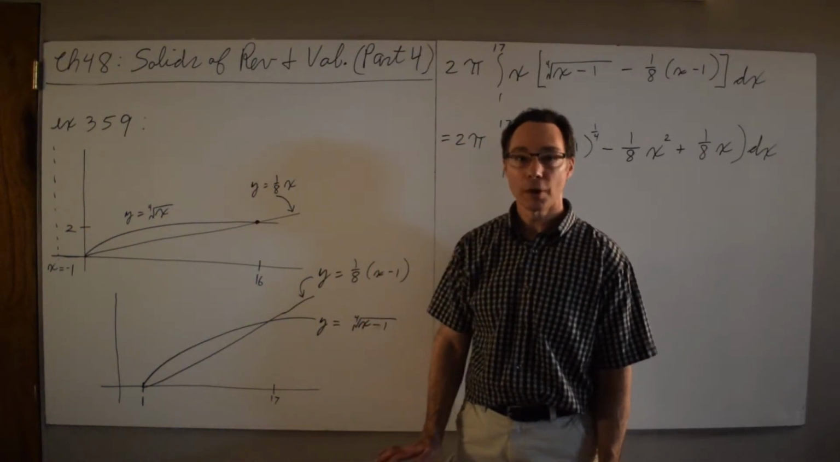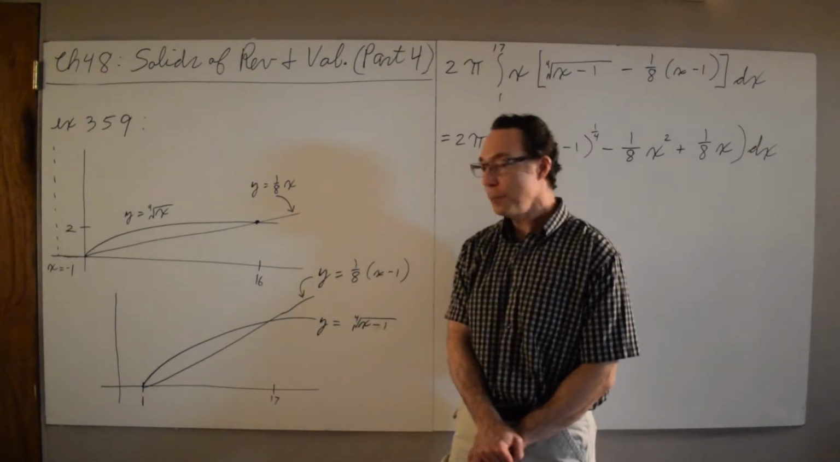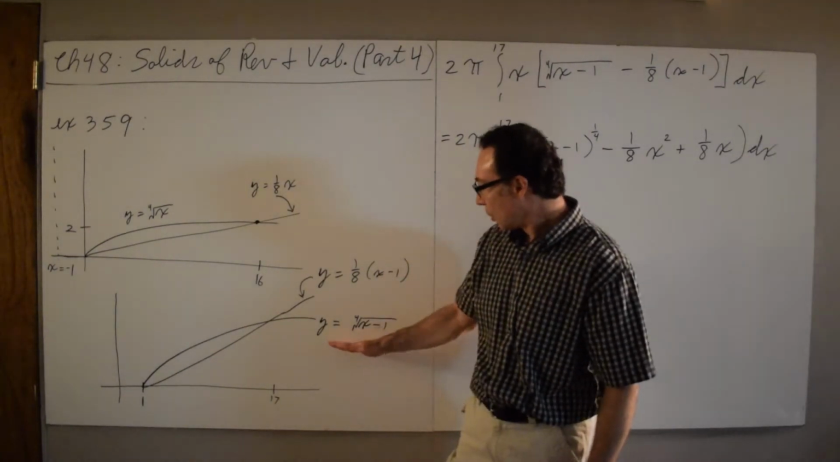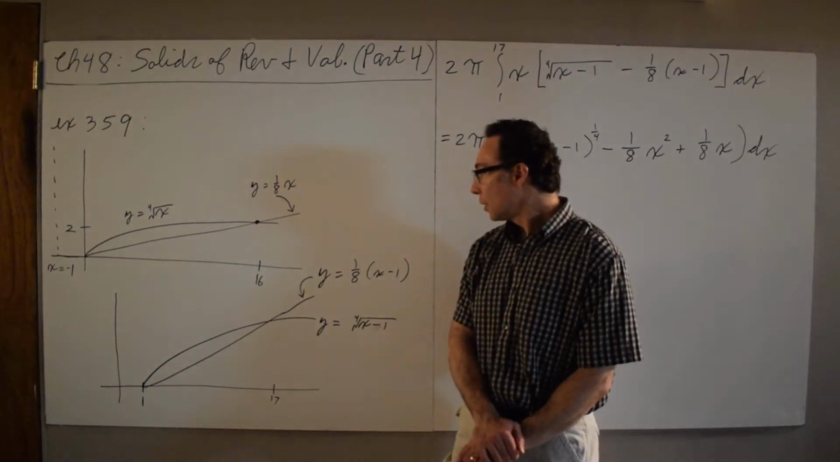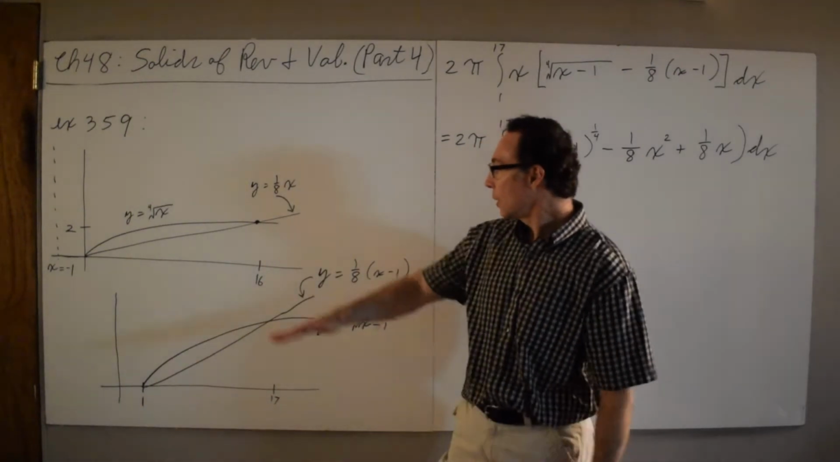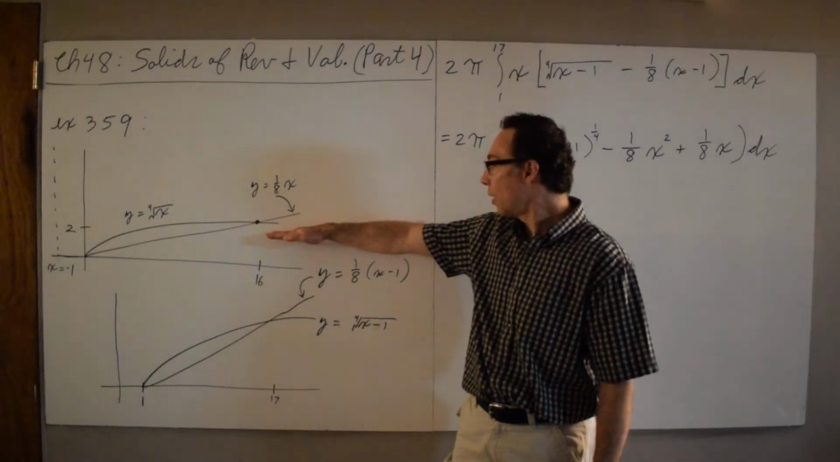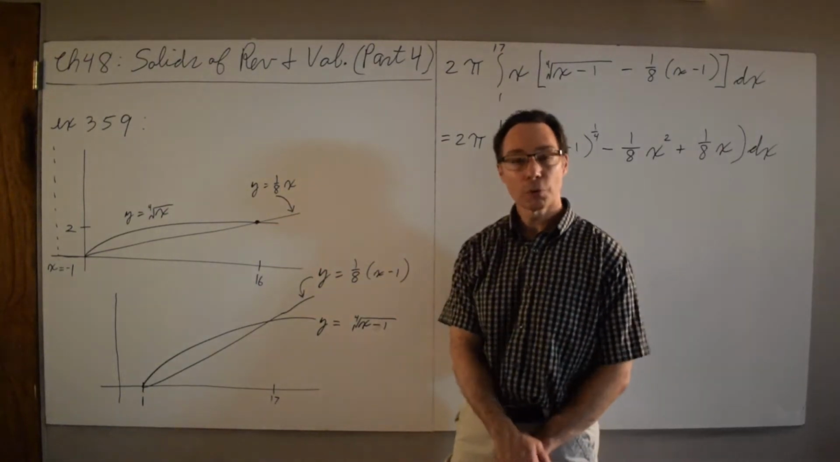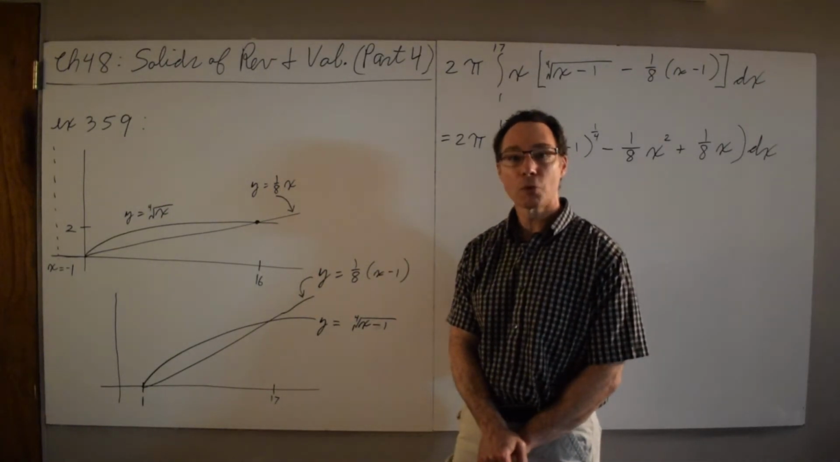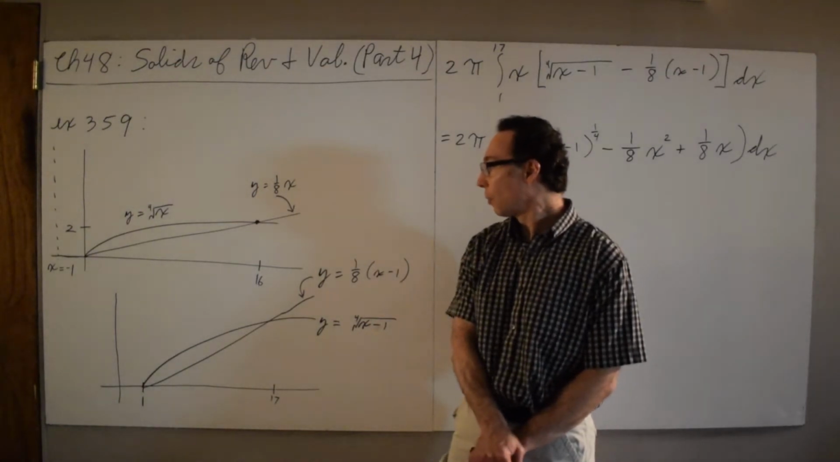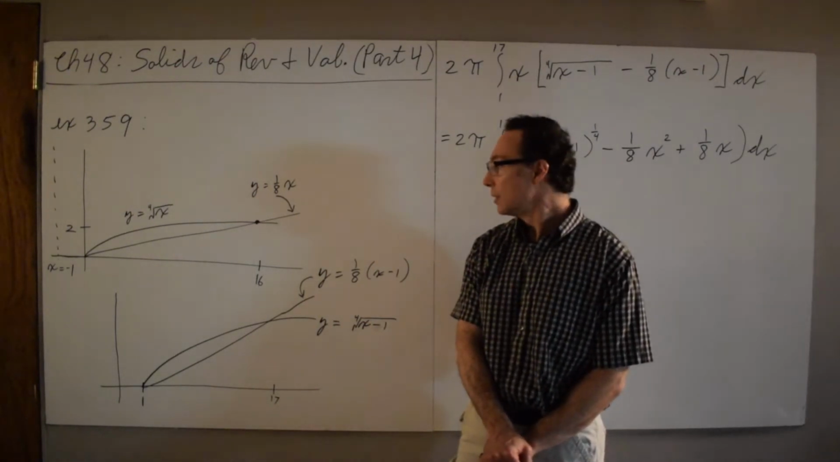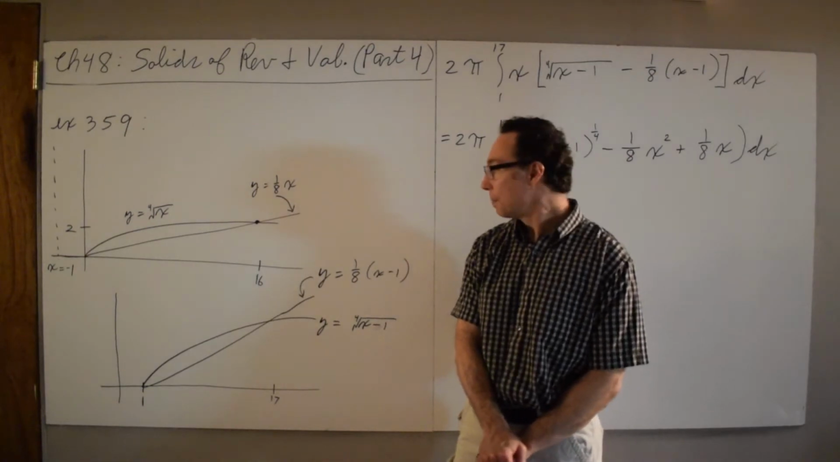And so there are a couple of different ways to do this. I'm going to set this up a particular way. We don't really have a formula for rotating around the line x equal -1, but we do have a formula for rotating something about the line x equals 0, or the y-axis. And so we have a formula for that.